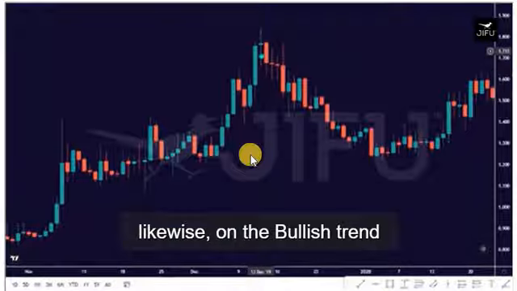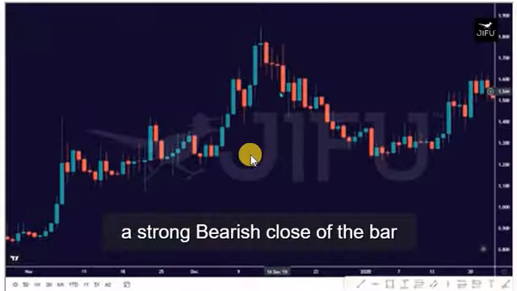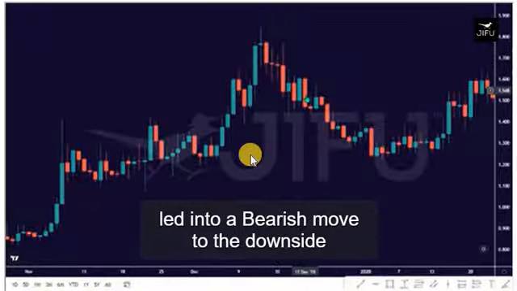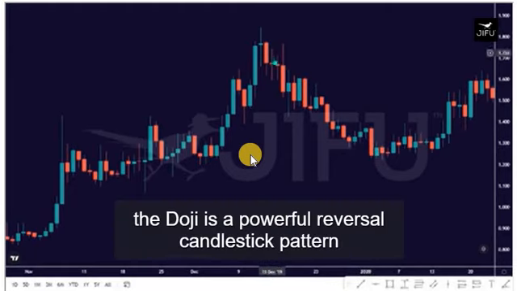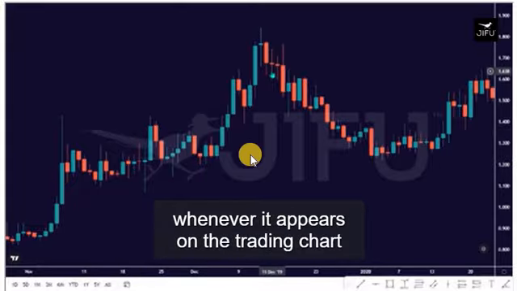Likewise on the bullish trend here. A strong bearish close of the bar below the doji low shadow led into a bearish move to the downside. The doji is a powerful reversal candlestick pattern you need to carefully study and pay close attention to whenever it appears on the trading chart.